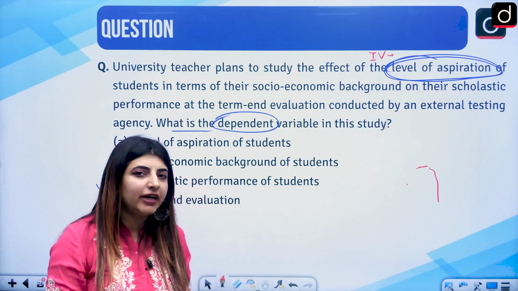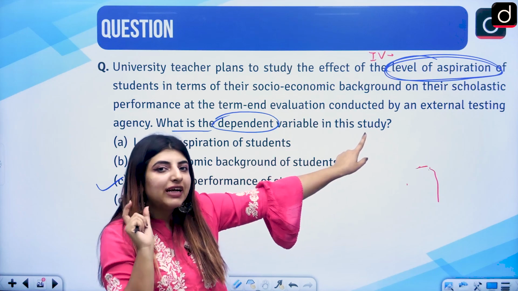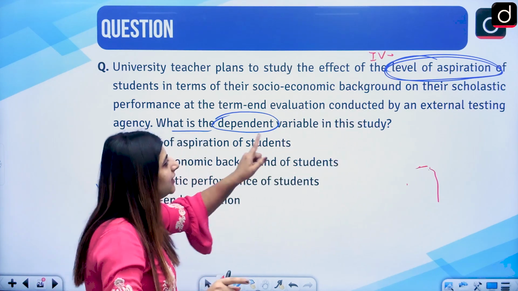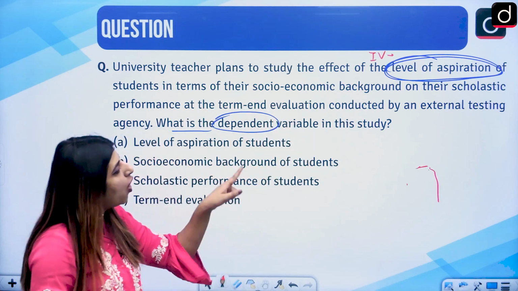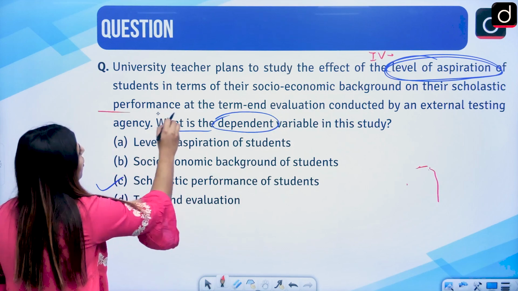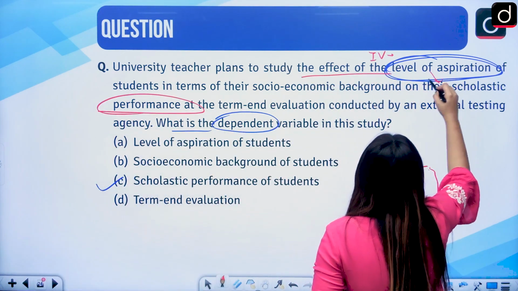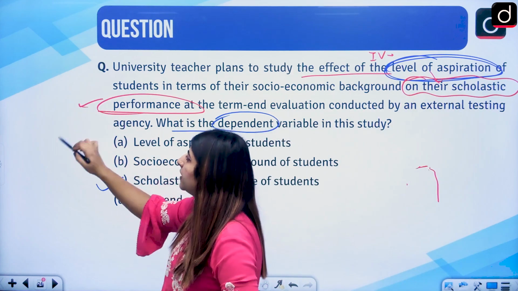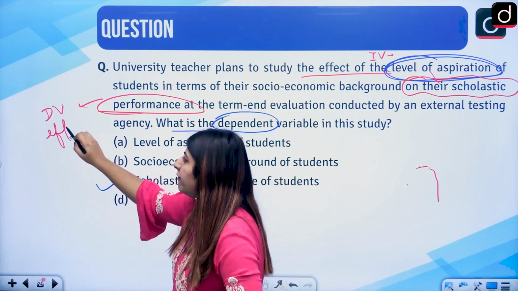underperform in the classroom or in any kind of test. So here, the changes in the level of aspiration of different students, that is the independent variable, correct? That is the cause. The effect of the level of aspiration on their scholastic performance. So here this becomes what? This becomes the dependent variable, or the effect.